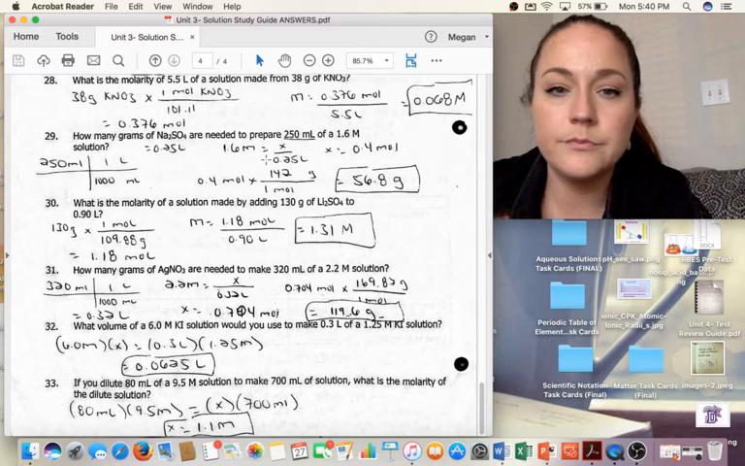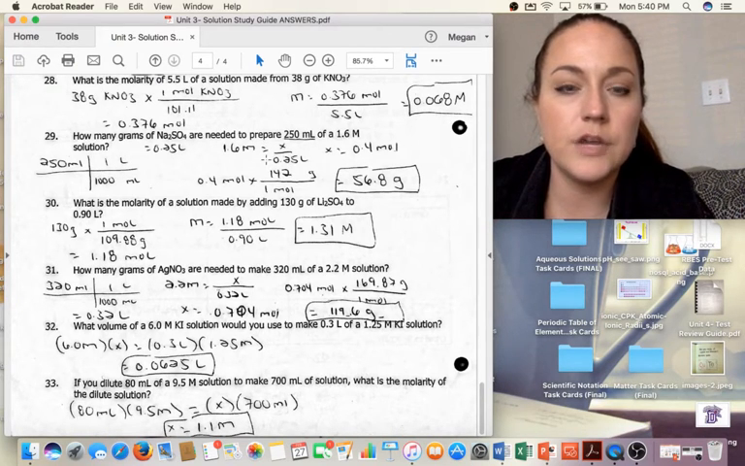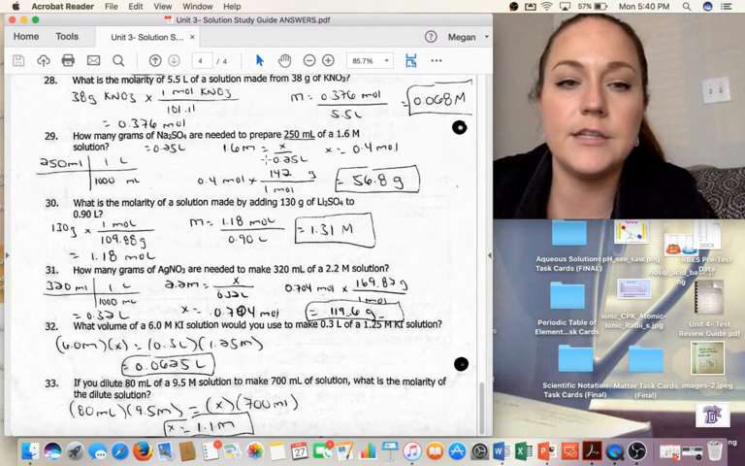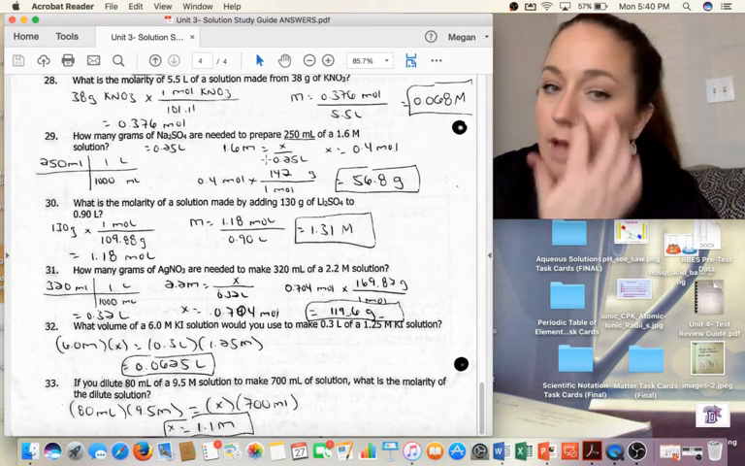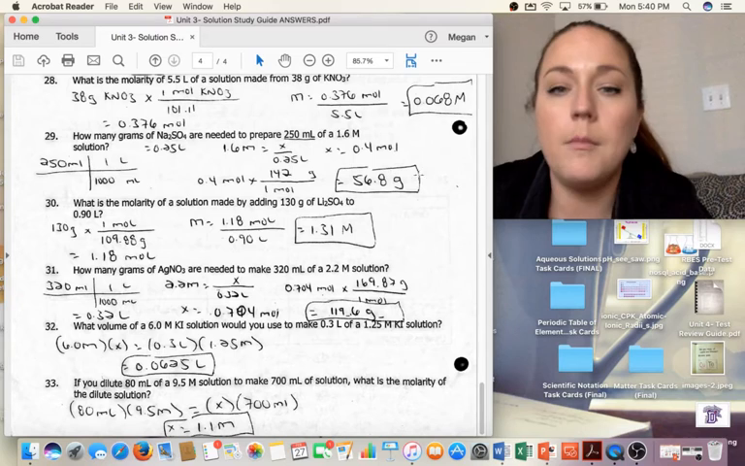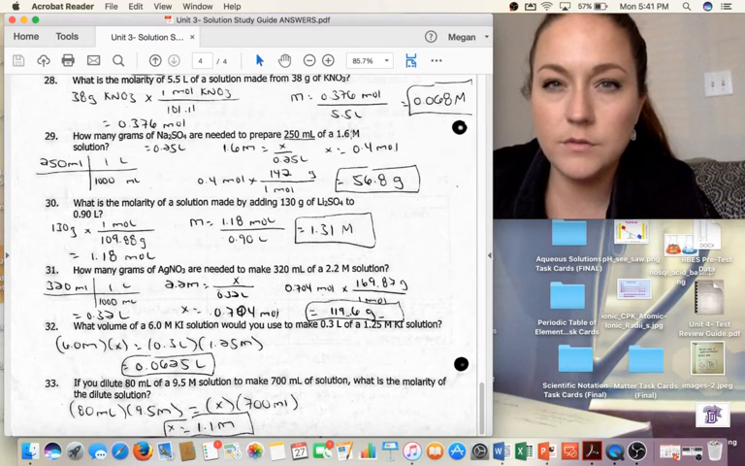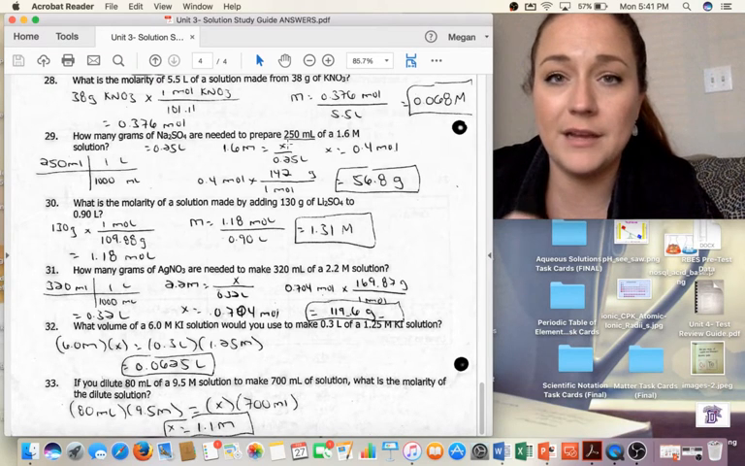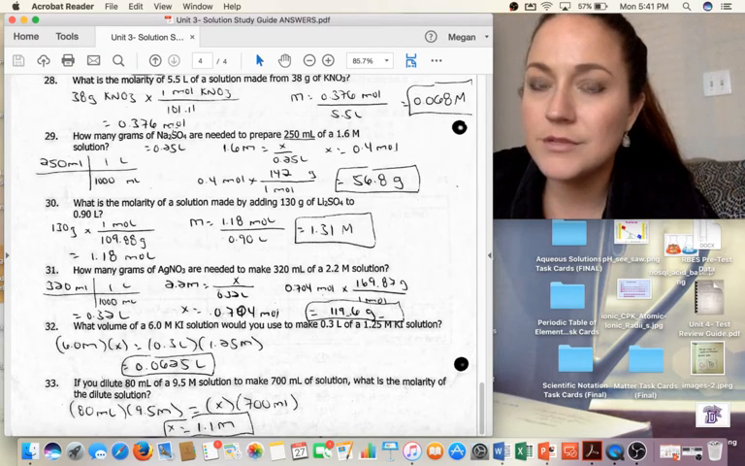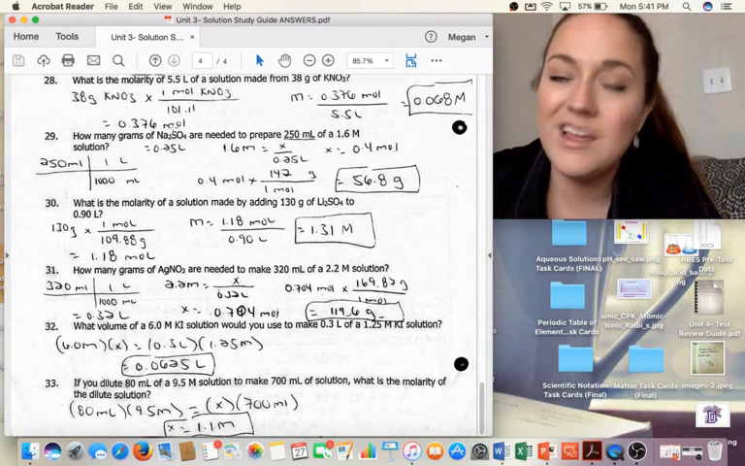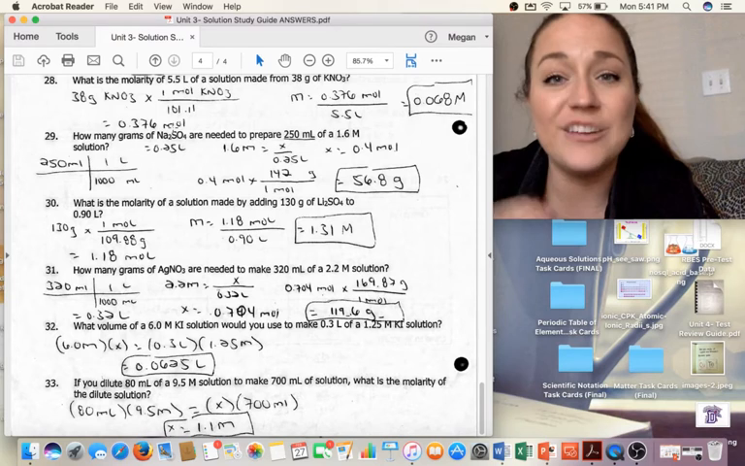Moles over liters. You're trying to find moles, you have molarity, so thus you're going to need moles equals molarity times liters, giving you 0.4 moles. Remember that for moles, you're able to literally multiply molarity times liters. But they're not asking you to end with moles. They're asking you to end with grams.